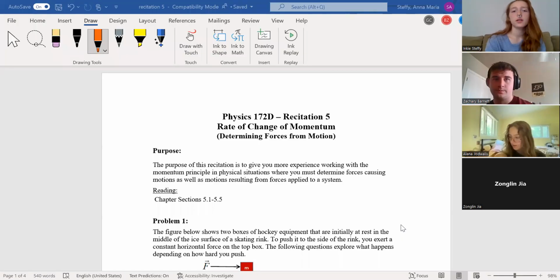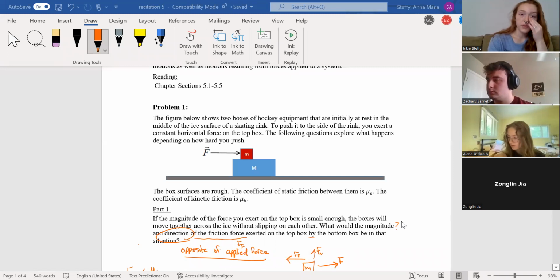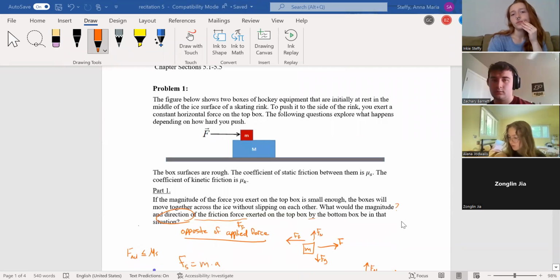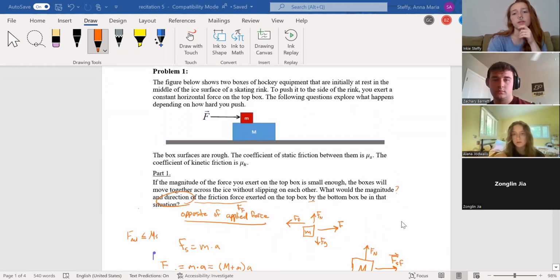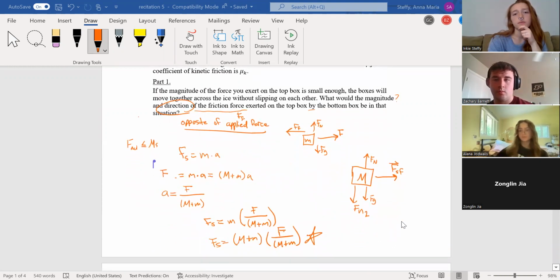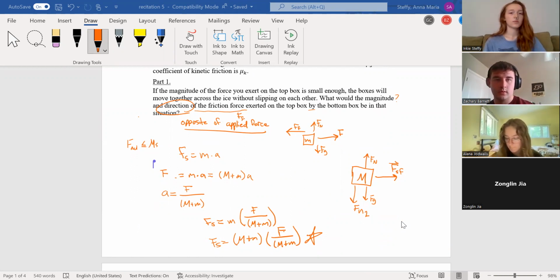All right, so for problem 1, it was a little different because the force was being applied to the top box. Do you want me to go through my approach first, or did someone else want to explain their answer first? Personally, I like your answer. Zhongling, did you have an answer that you wanted to talk about, or did your answer look like mine?